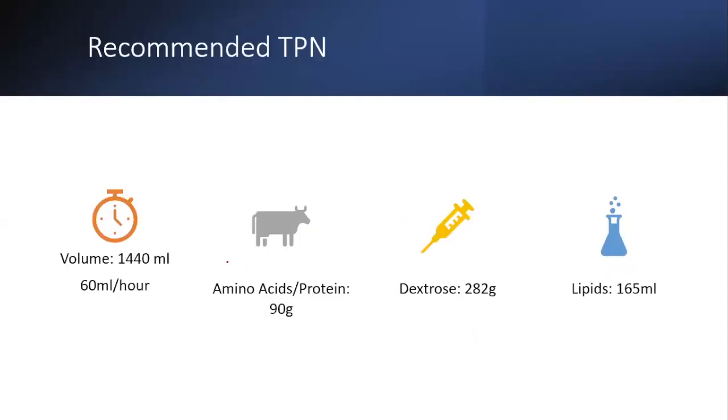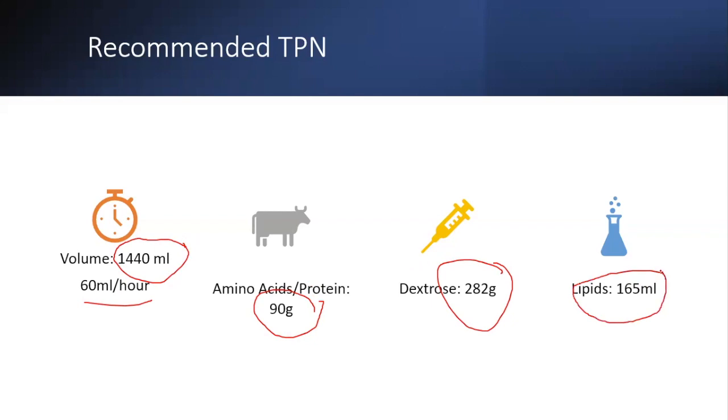So the recommended TPN, we would say, would be a total volume of 1,440 milliliters. We want the nursing staff to run it at 60 per hour. We need 90 grams of protein in it. We need 282 grams of dextrose. And there's 165 milliliters of lipids. This will give our patient right around the calories that they need and also meet their protein needs without giving them too much fluid.